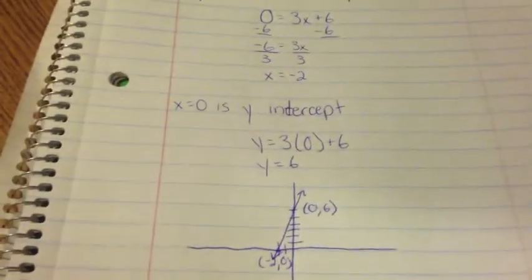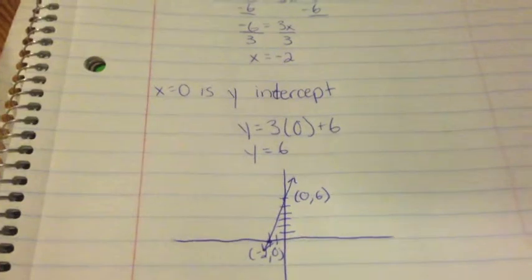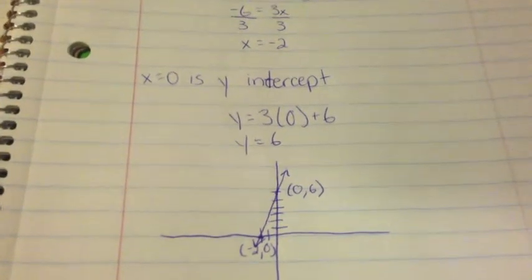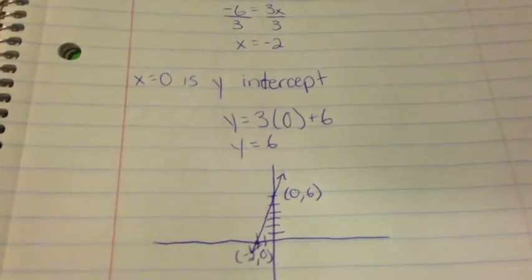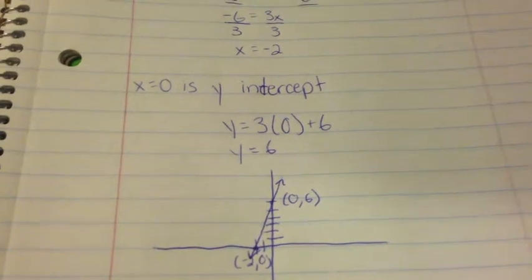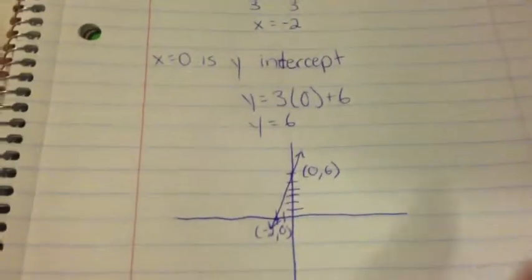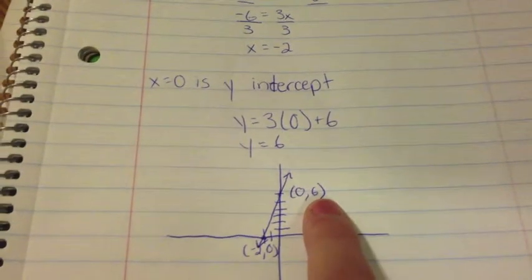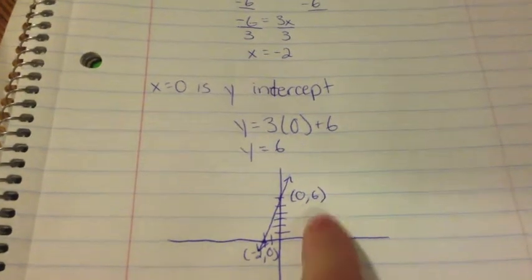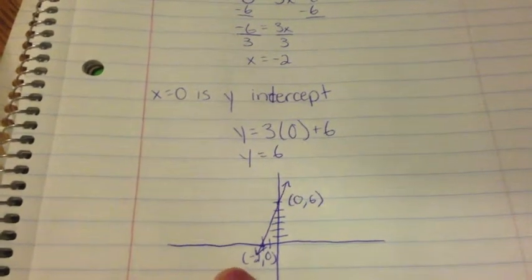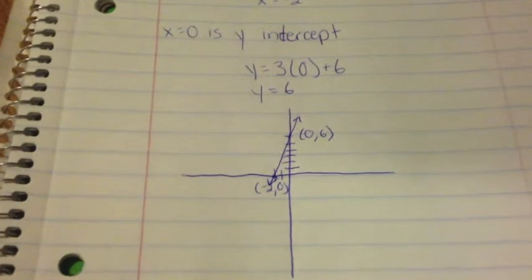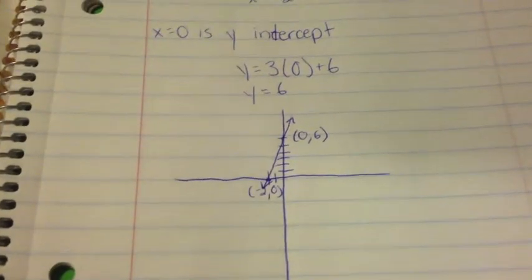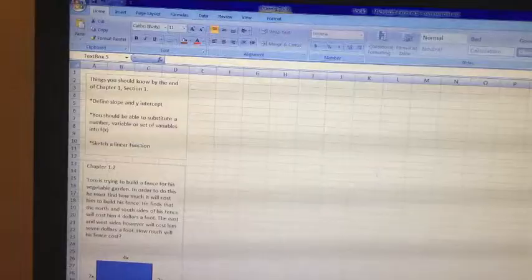Then we're going to find the y-intercept, which is when x is equal to 0. So we plug 0 in for x into the equation, we do all the math, and we get y equals 6. So then here we have our y-intercept, and here we have our x-intercept. We're going to plot them on a graph, and then we're just going to sketch a line through them. And that's how to simply sketch a linear function.